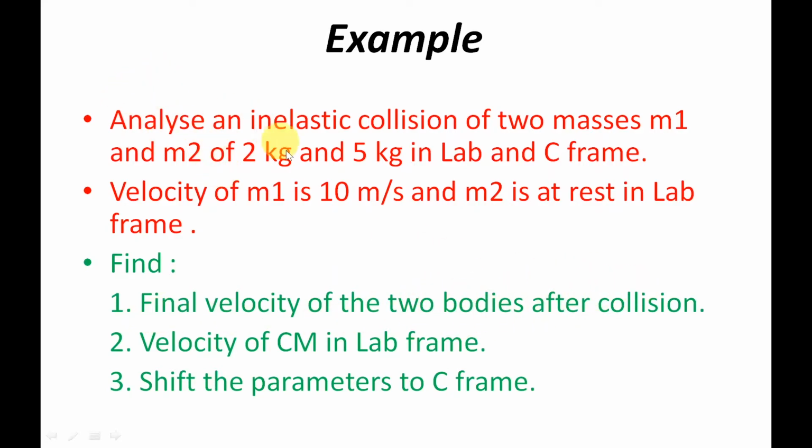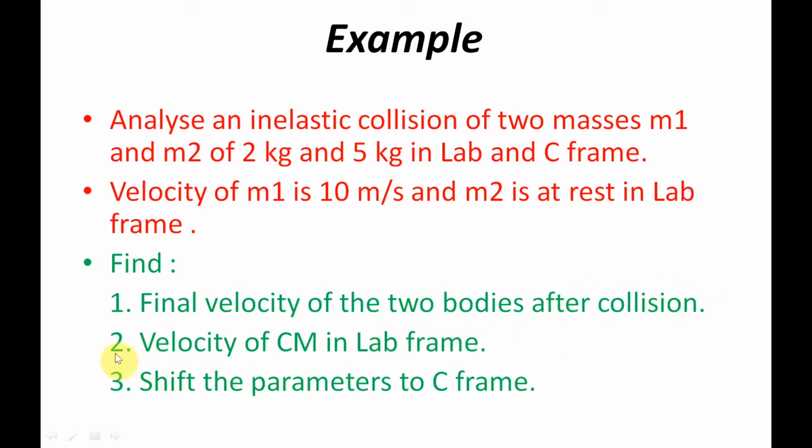One body is 5 kg and one body is 2 kg. One of the two bodies is stationary and the other is moving at a velocity of 10 meters per second. So this is the case before collision. After collision, what the final velocity will be is what we need to find. So we are going to find the final velocity of the two bodies after collision.